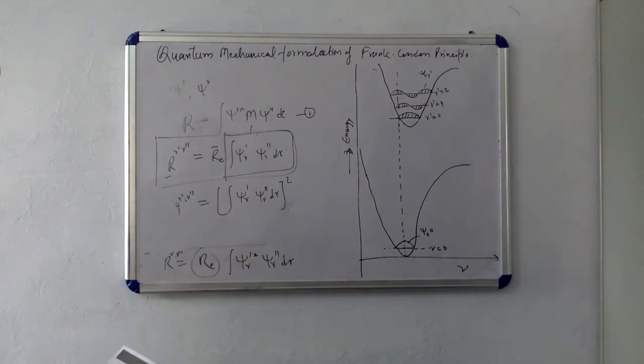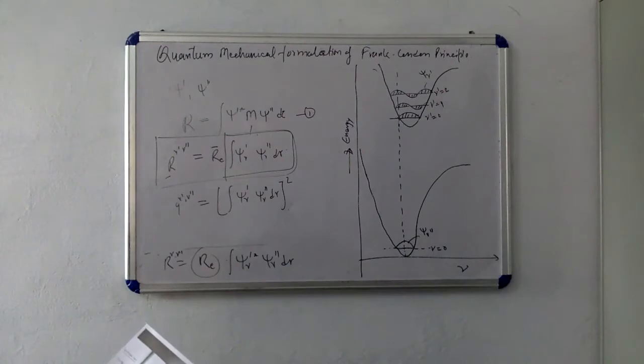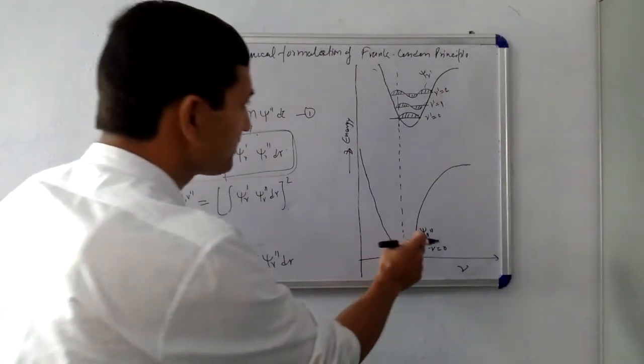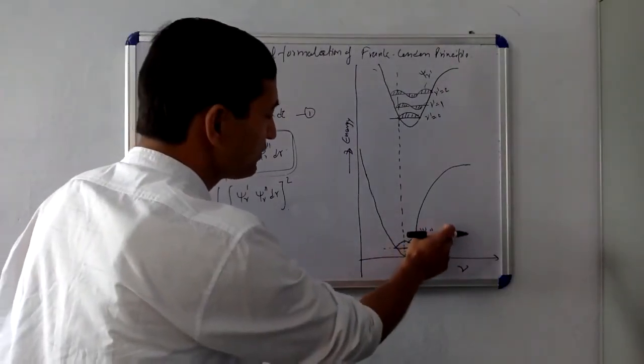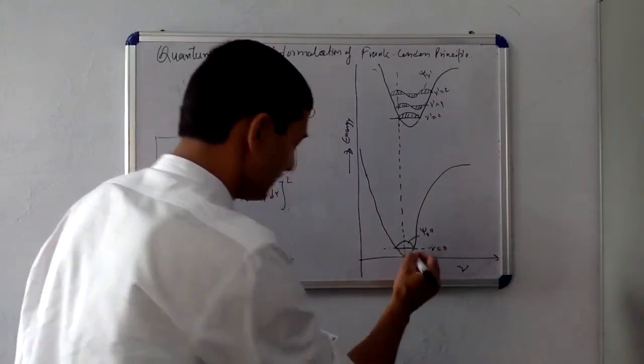Now in this figure, what I have shown is that at level ν equal to 0, the lower electronic state has a central maximum, whereas above ν equal to 0, we do not have the central maximum corresponding to this Re.